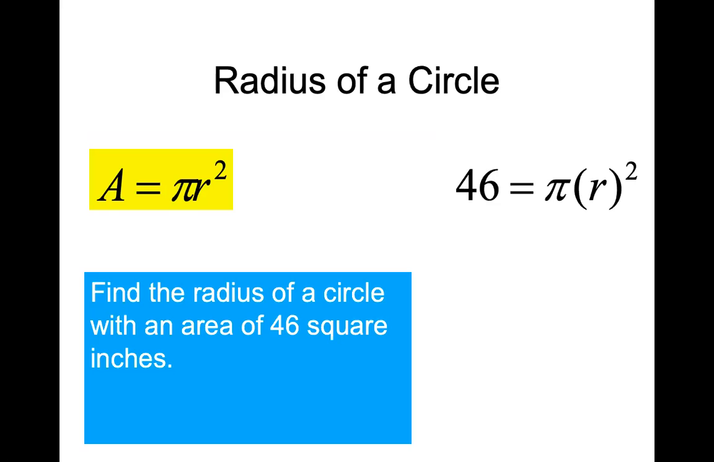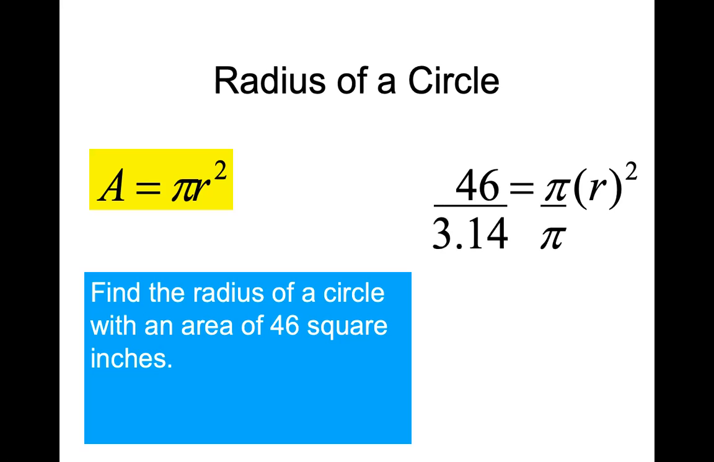Up here. So here's the form. Everybody okay so far? I don't know what R is, but I know what pi is. Pi is 3.14. How is 3.14 attached to R squared? How do we get rid of multiplication? So we're going to divide both sides by 3.14.